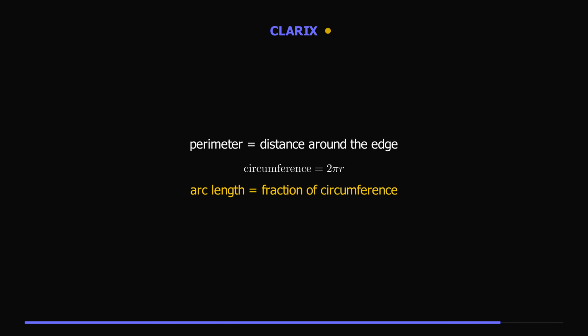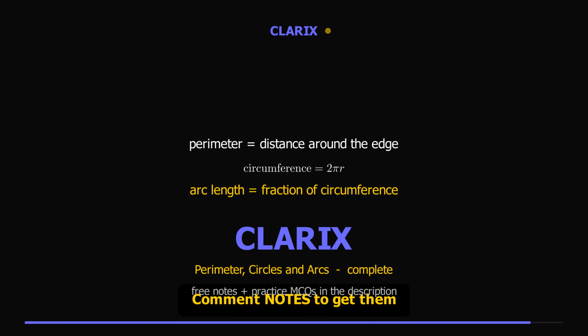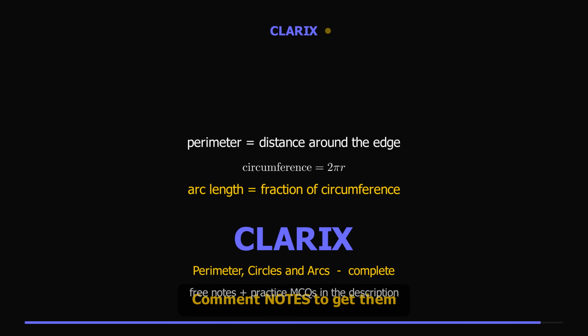Perimeter is the total distance around a shape's edge. Circumference is 2 pi r for a circle, since pi is the same constant ratio for every circle, and any arc's length is just that fraction of the full circumference, based on its central angle out of 360.